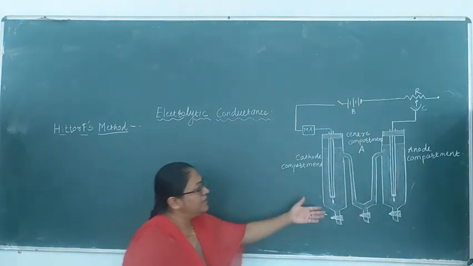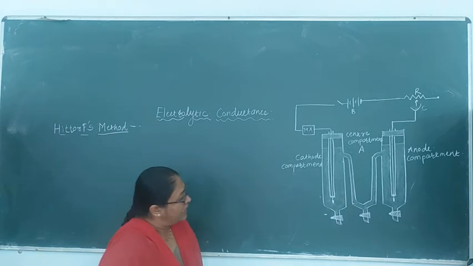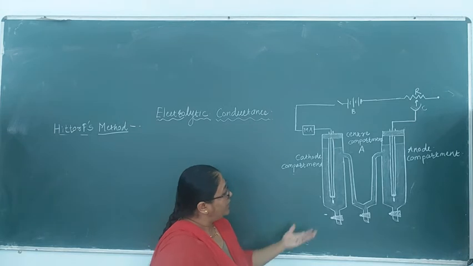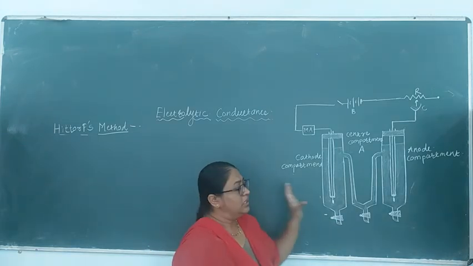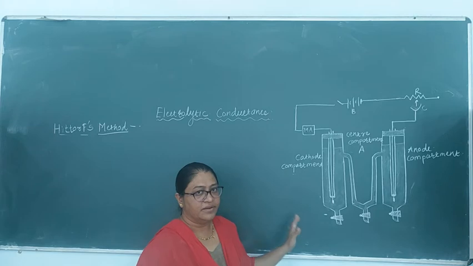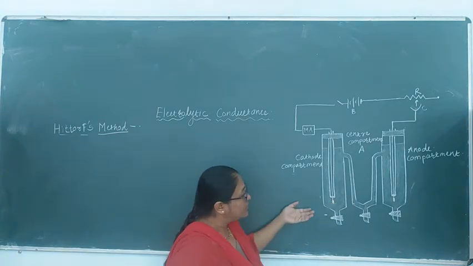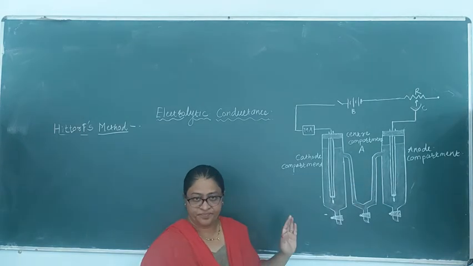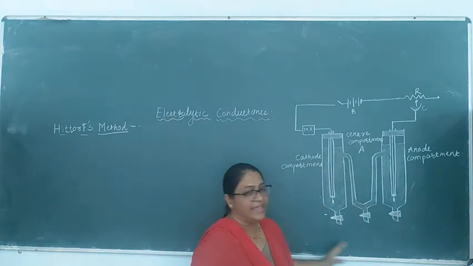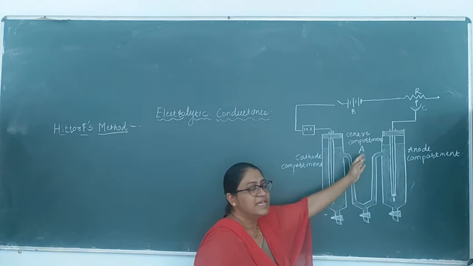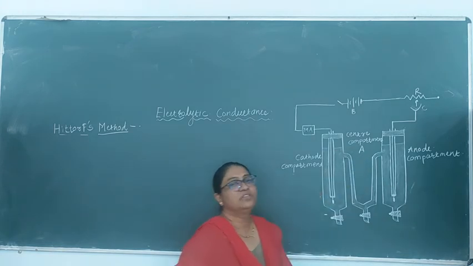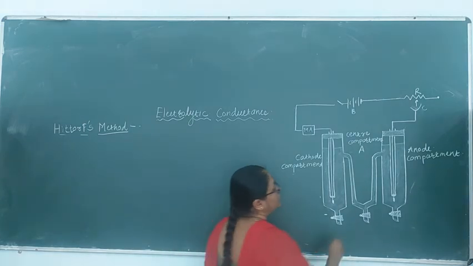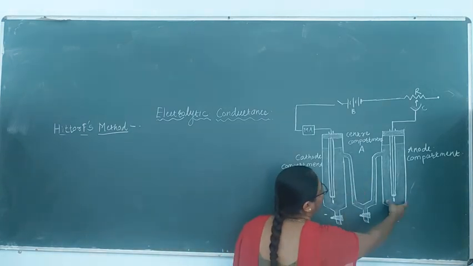We can see here an electrolytic cell arranged in this pattern. As we had seen in the rule, it is divided into 3 compartments: the cathode compartment, the anode compartment and the central compartment. This is cell A, and the electrolytic solution is filled in all the compartments.